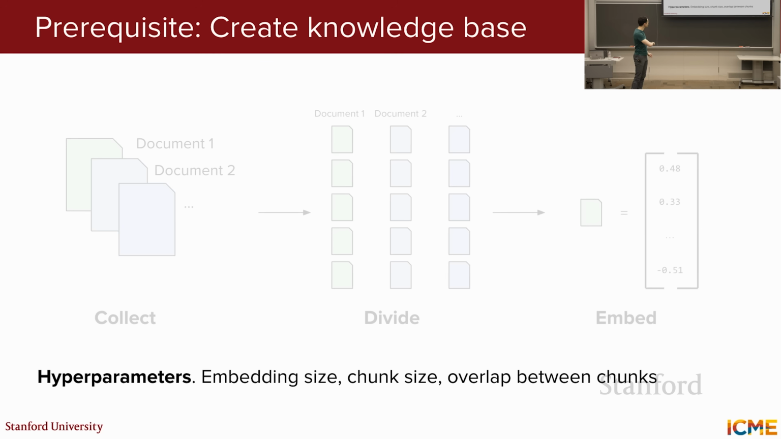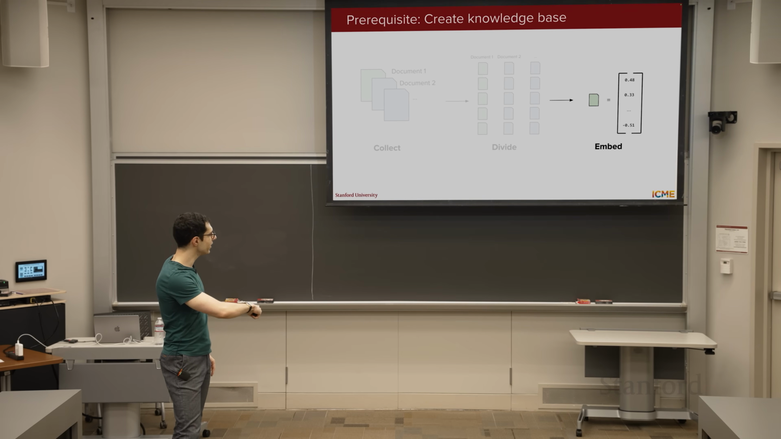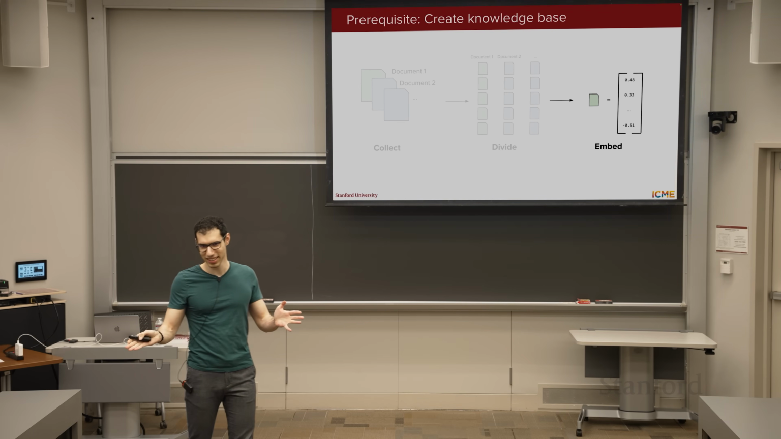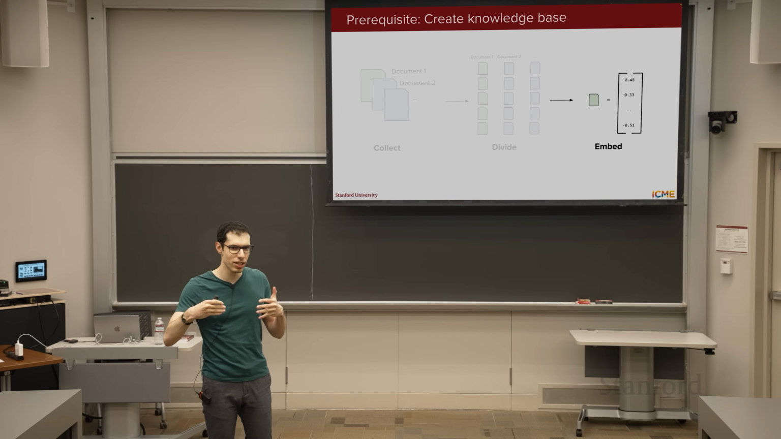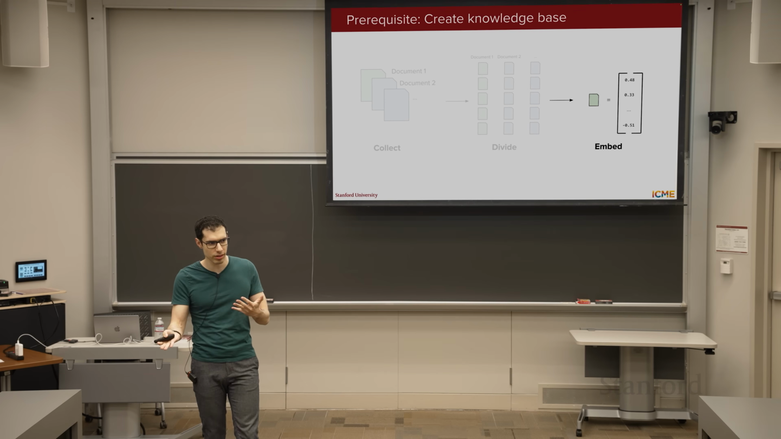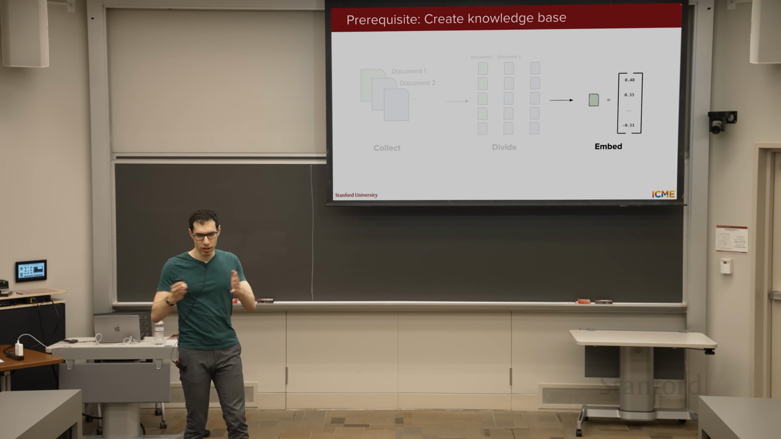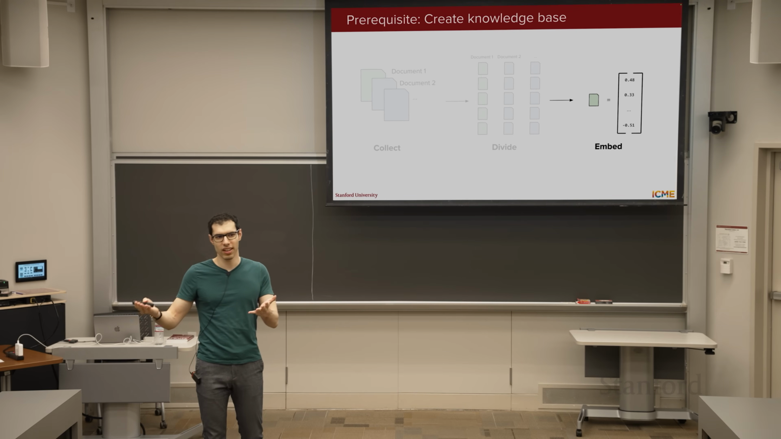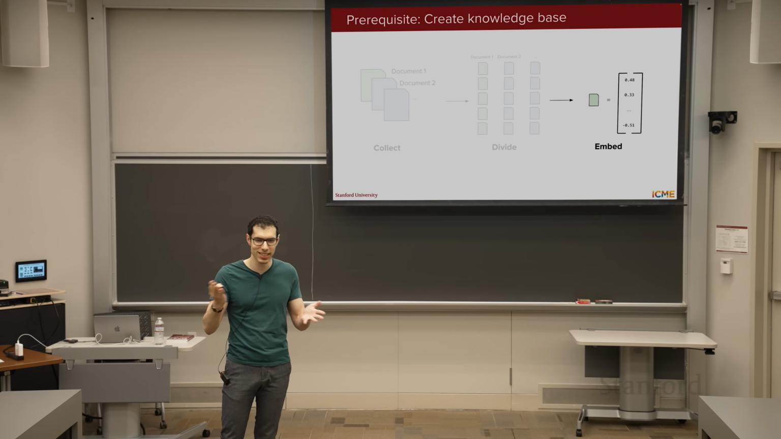Now, when you create your knowledge base, there are a few hyperparameters that you need to tweak. The first one, obviously, is the size of the embedding. Typically, you would want a bigger size if your documents are more nuanced, more complex. But if you have a higher size, it will take more space, and maybe you'll have more computation at inference time. So I guess it's a trade-off.